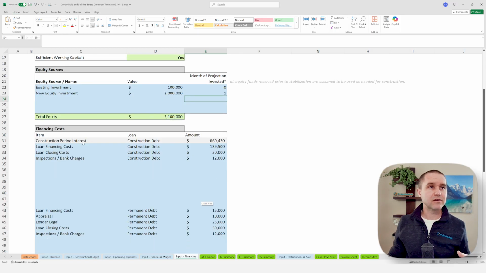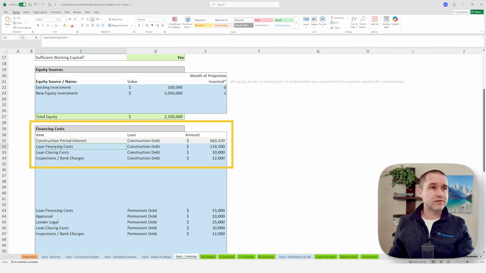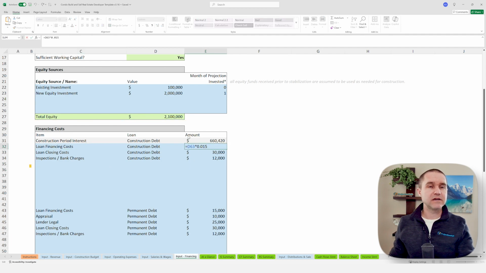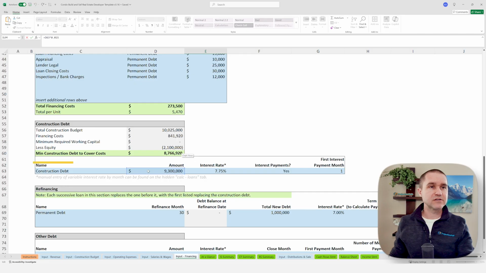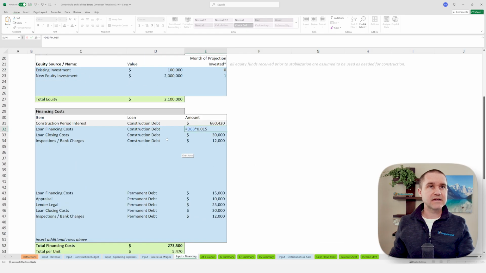And then you can set up your construction debt, okay? So let's say we've got loan financing costs and we have this calculated here. If we come down here, it's looking at this construction debt number. It's taking that 9.3 million, applying a 1.5% fee for financing and closing costs, inspections, and you can set those.